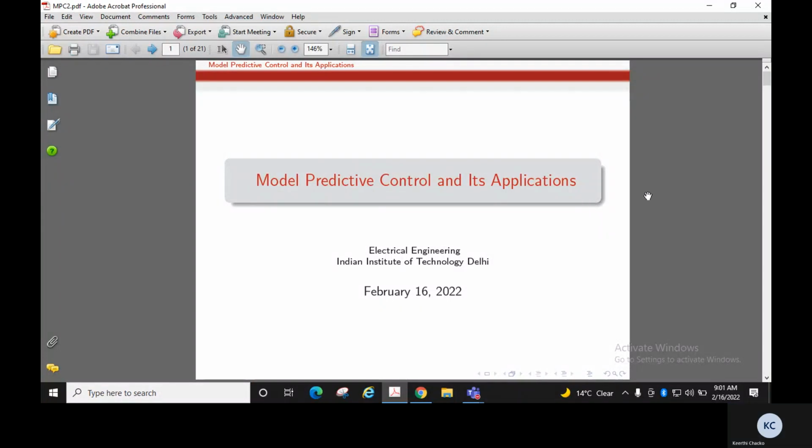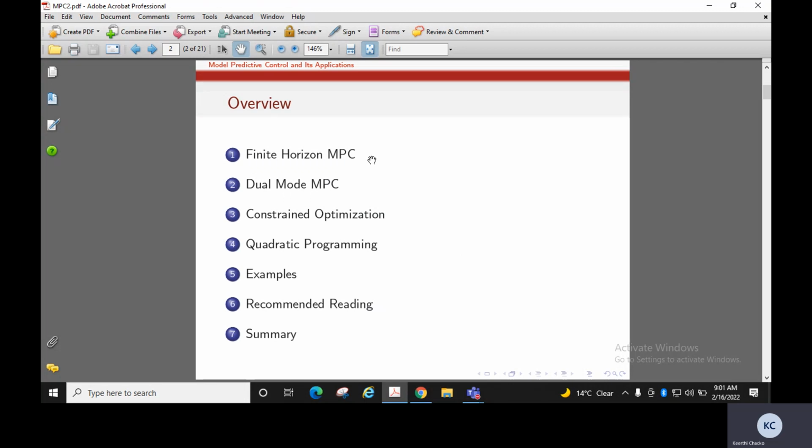Hi, we'll be looking at Model Predictive Control and its applications. We'll be seeing the finite horizon MPC, dual mode MPC, and constrained optimization. In the last lecture, we saw unconstrained optimization. Now we move on to constrained optimization: how to deal with quadratic programming, the algorithms that deal with quadratic programming, examples, recommended reading, and a summary.